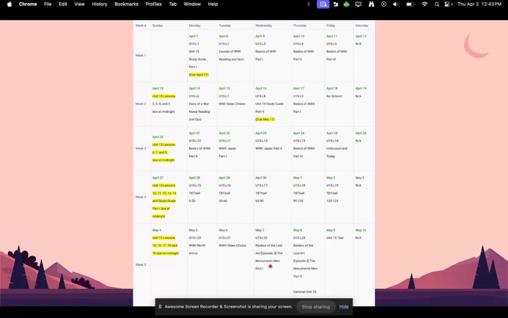Then we have Raiders of the Lost Art, The Monuments Men Part 1, Part 2. That is a video about how some soldiers were sent to go and find art that was stolen by the Nazis. There's actually a Hollywood movie called The Monuments Men. I think Matt Damon's in it. I'm not 100% sure. This is more the documentary of it.